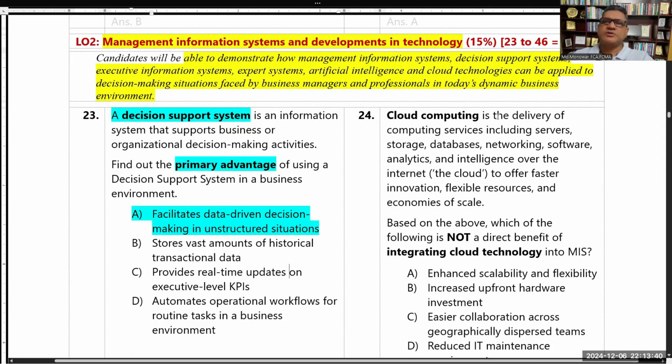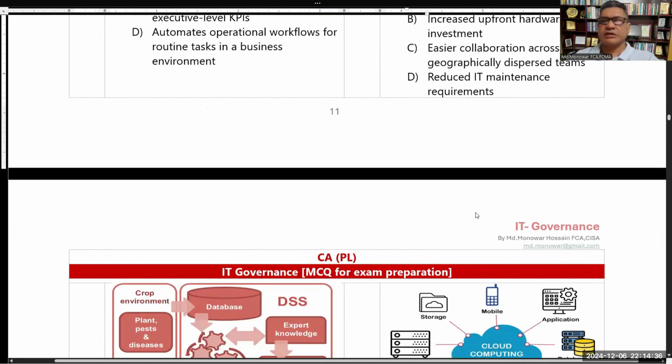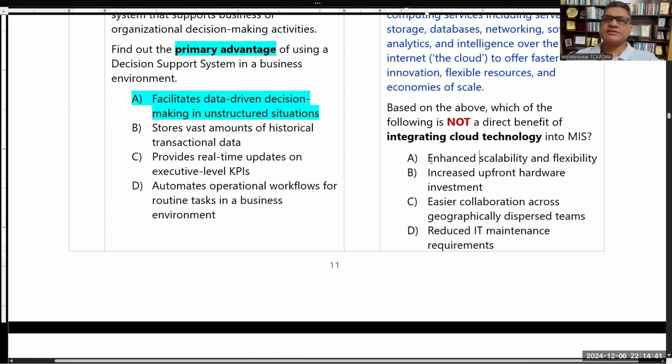We know cloud computing is the delivery of computing services, including servers, storage, databases, networking, software, analytics, and intelligence over the internet. That is cloud. It offers faster innovation, flexible resources, and economies of scale. Based on that, which of the following is not a direct benefit of integrating cloud technology in the MIS? Some are direct, some are indirect. The non-direct benefit is increased upfront hardware investment.